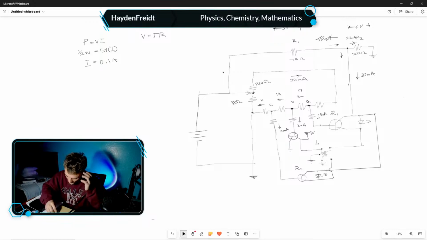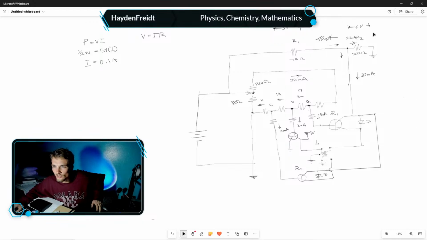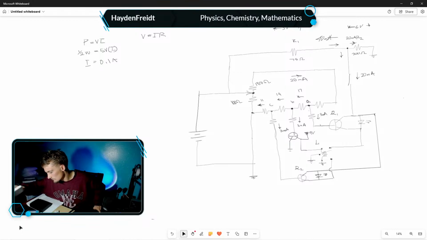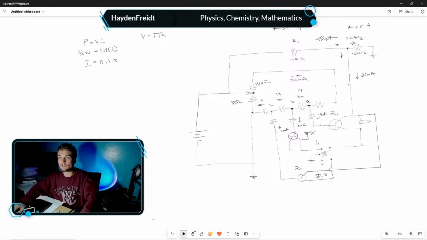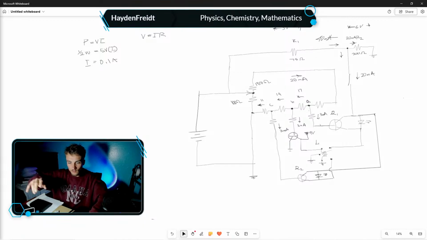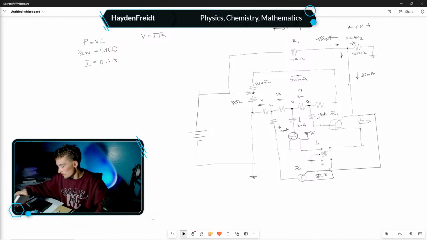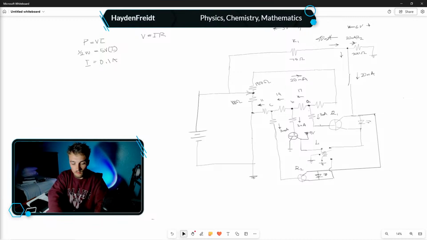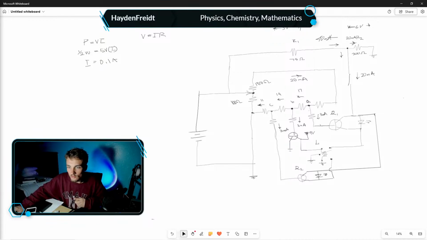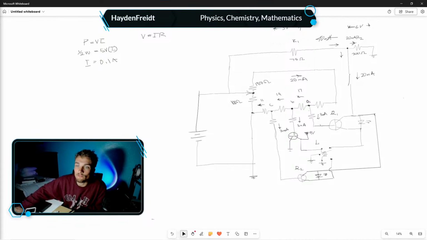Oh yeah, wait, what's the watt rating of these potentiometers? 101 potentiometer. Power rating of 101 potentiometer. It's 0.5 watt.